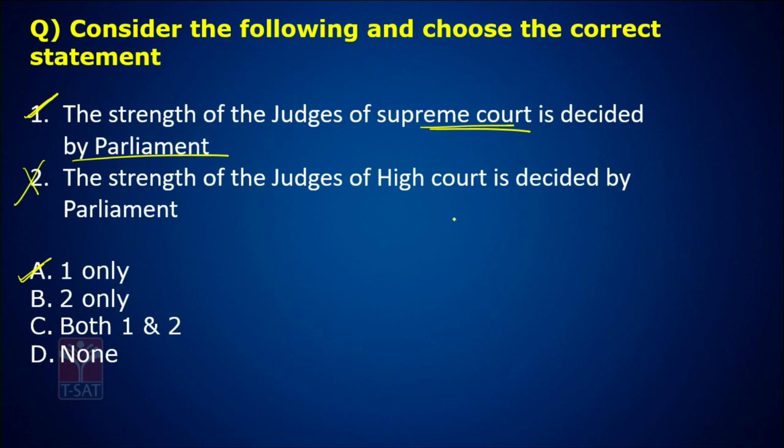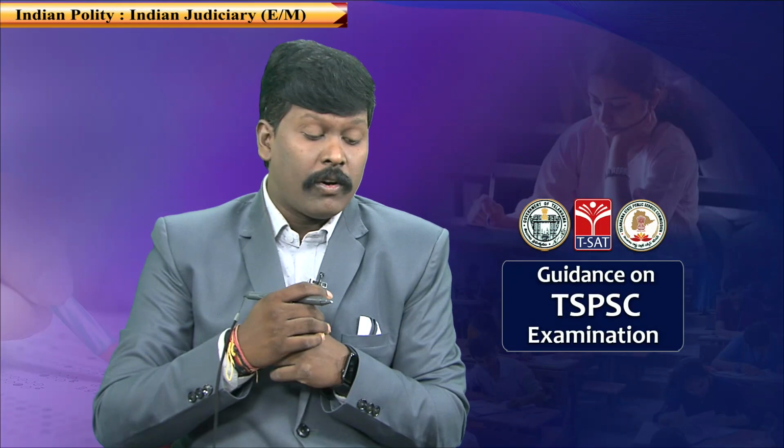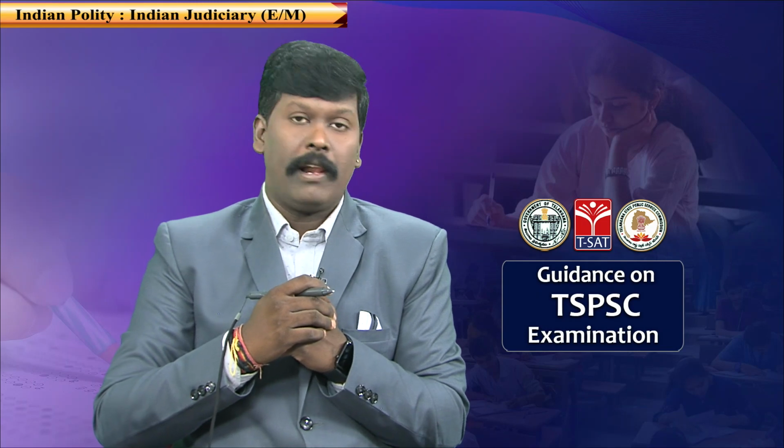See, the strength of the Supreme Court judges is decided by Parliament as per Article 124. Article 124 says, until or unless Parliament decides, the strength of the Supreme Court judges shall be 7 plus 1, that is total 8. 7 judges, 1 Chief Justice of India. Presently 33 plus 1, total 34 judges are there. And the strength of the Supreme Court judges is decided by Parliament.